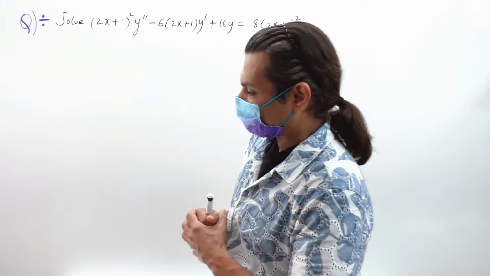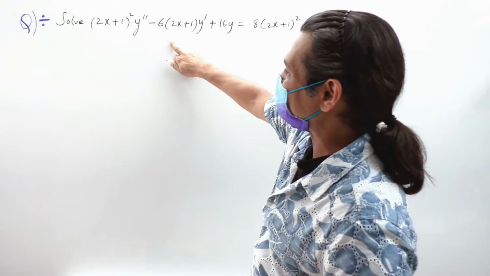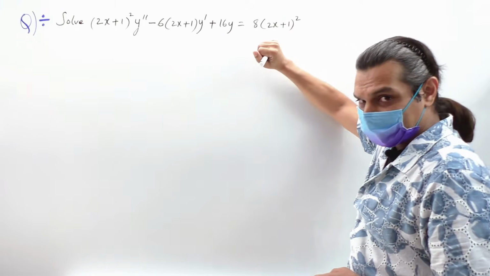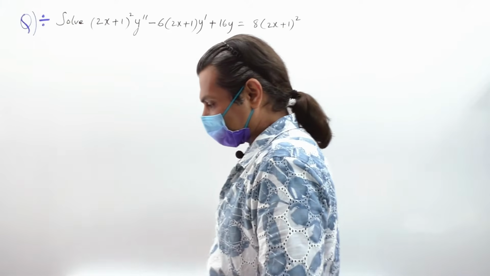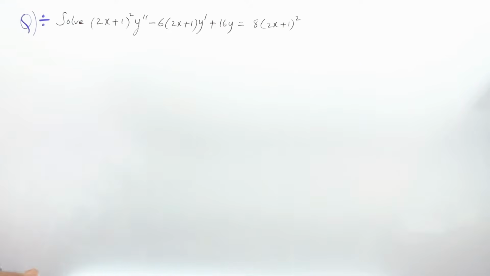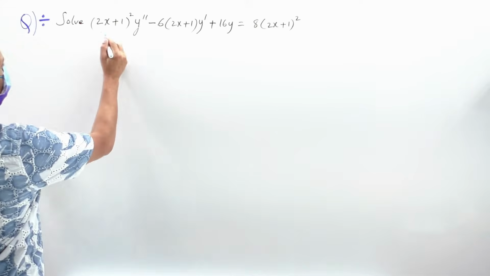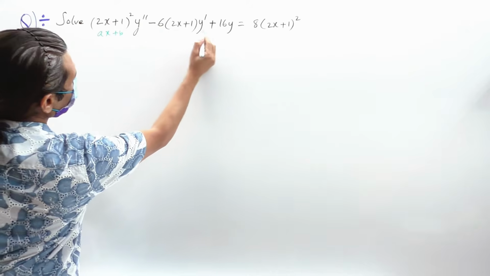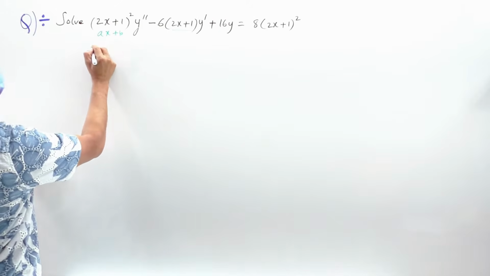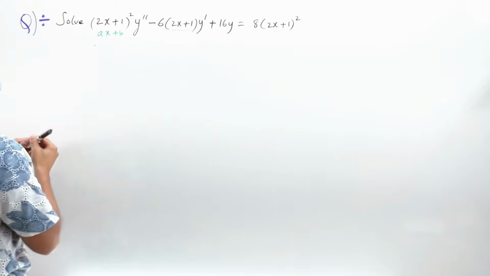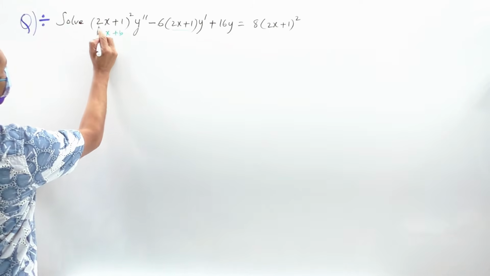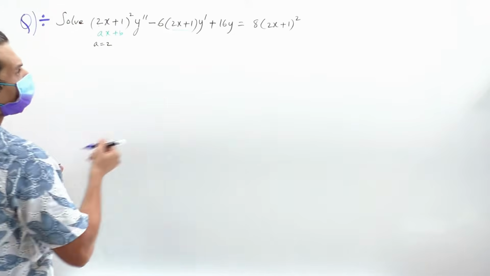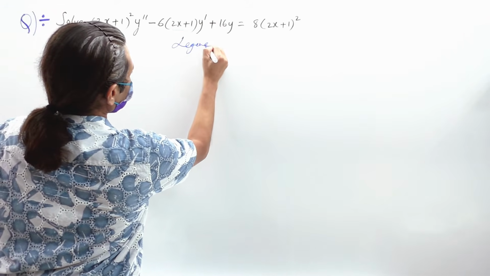This problem is also very important. It says solve (2x plus 1) the whole squared y double dash minus 6 into (2x plus 1) into y dash plus 16y is equal to 8 into bracket (2x plus 1) the whole squared. Now clearly this question, if you see, is of the form ax plus b. See, ax plus b form, again ax plus b repeats. Okay, that means here what is a? If you see clearly here, a is equal to what? In ax plus b, a is equal to 2. So this is which form? It is definitely Legendre's form.